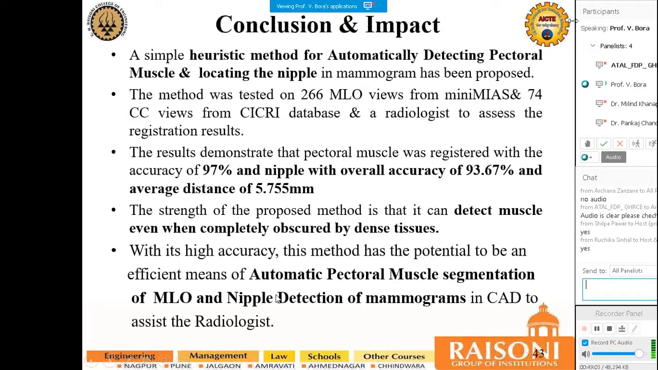And I had used this in this CAD system. Here, these are the 2 results for the CAD system. Here, for mammograms, this is a GUI.